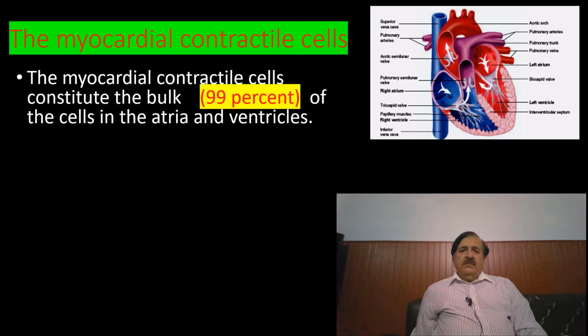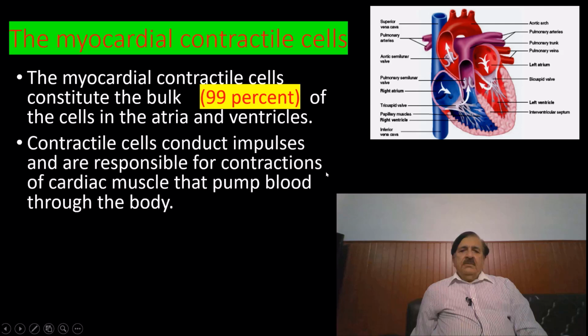The myocardial contractile cells constitute the bulk, 99% of the cells in the atria and ventricles. So the atria and ventricles are composed of 99% cardiac muscle or contractile cells.